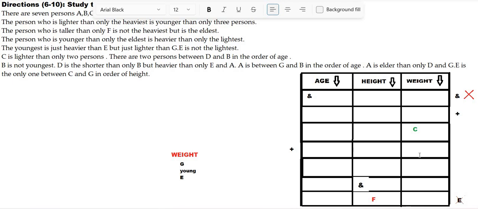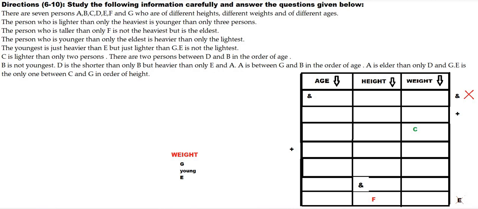There are two persons between D and B in order of their age. It's a very indirect point. We can't take it inside the table. So let us take it in working notes. How to take this one? Have a look at this. There are two persons between D and B means D may come first or B may come first. That's why I have taken D, blank, blank, B and B, blank, blank, D. Between them there are two persons gap. This is the exact representation of that point. It will help us later. Fill up the table.